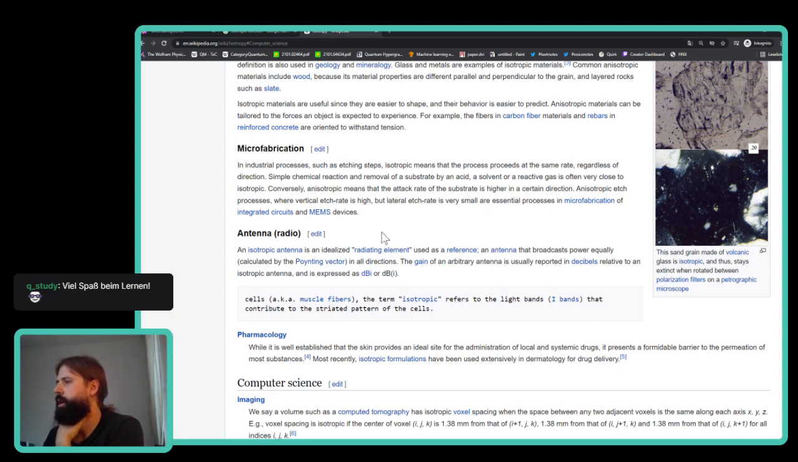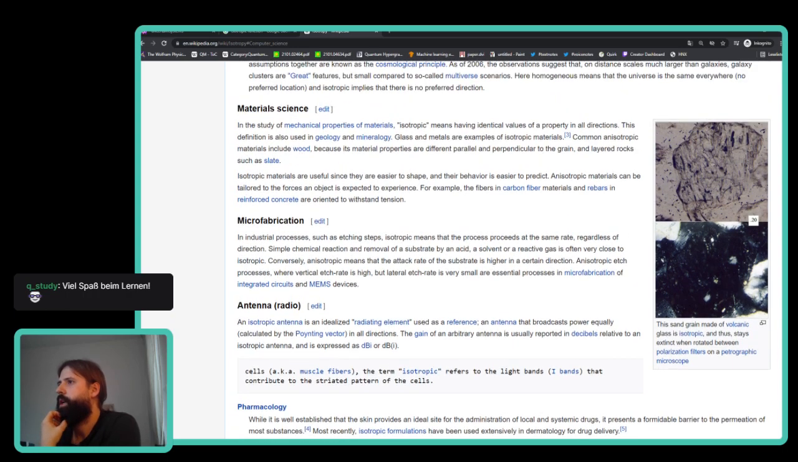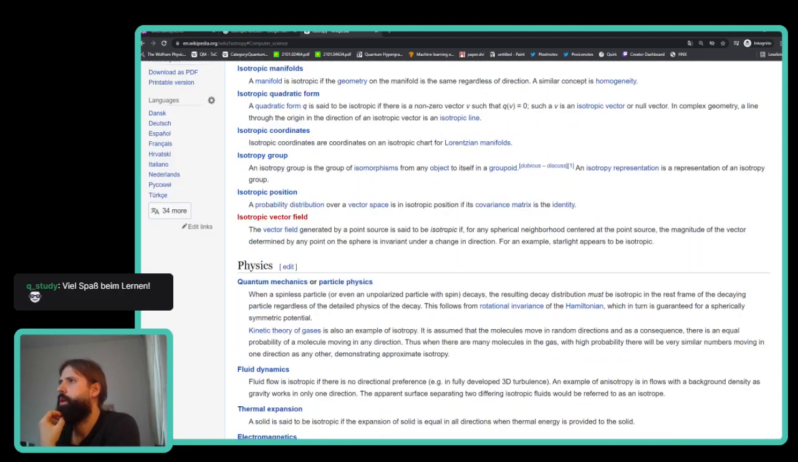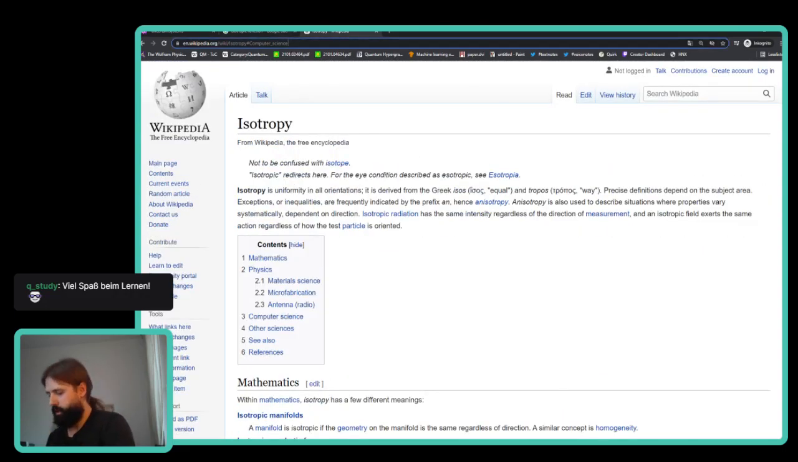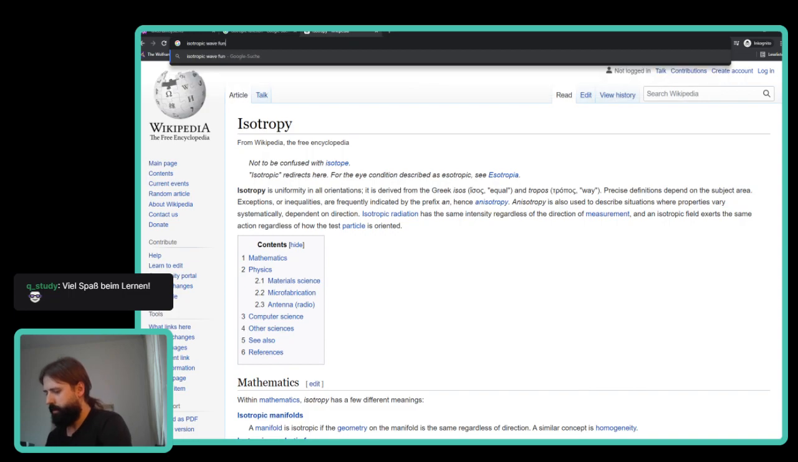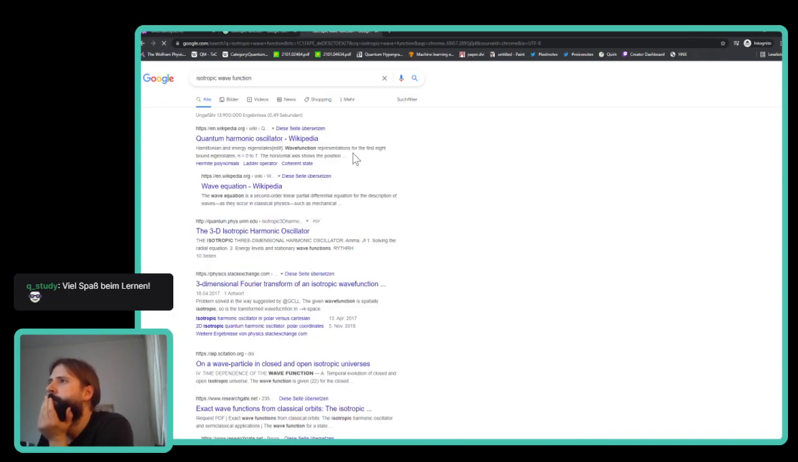It means they have the same shape, right? I'd assume that's what it means. Isotropic wave function. Especially isotropic. Okay, so let's check what they say here.